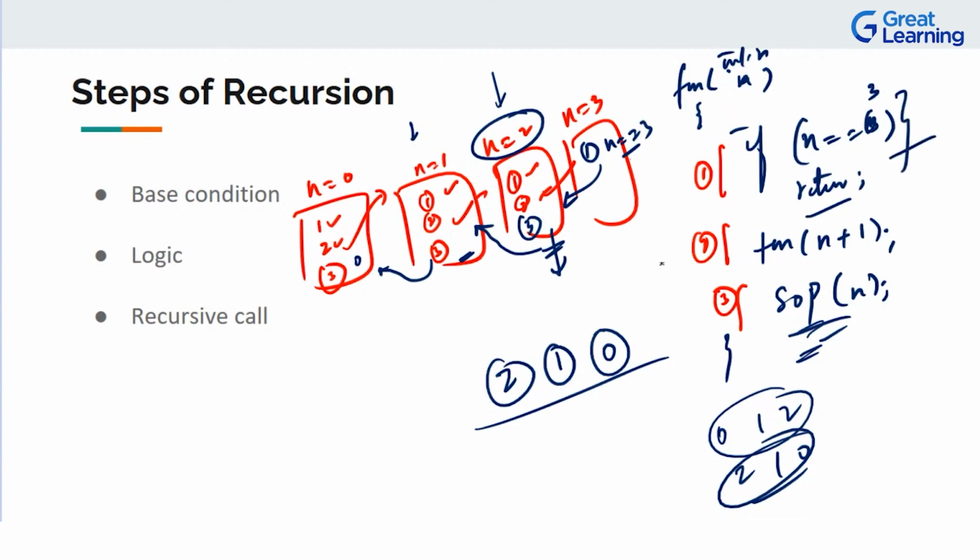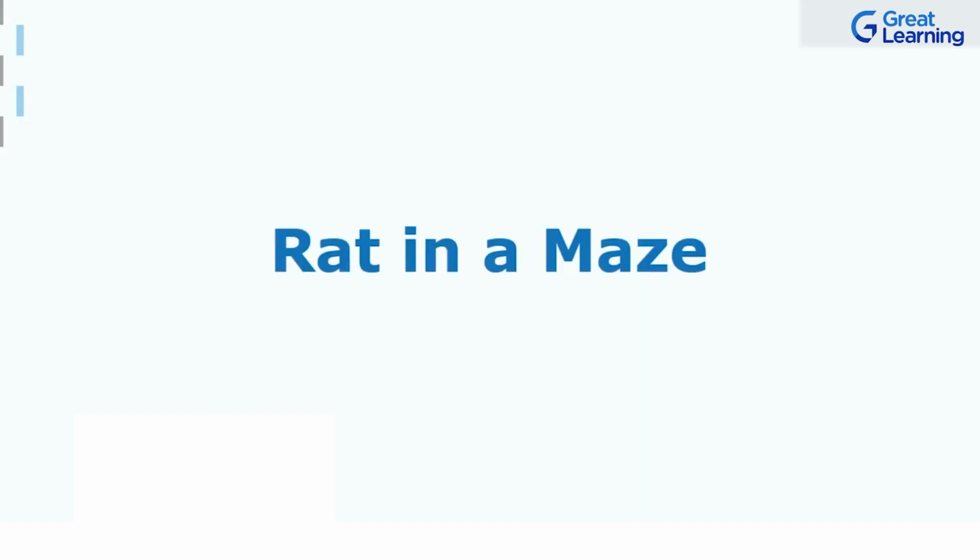Okay, you are able to understand this base condition that is there. This is your base condition, right? This is your logic. Obviously this is a simple example, so logic is over here, so that you are printing out statements, and then you have your recursive call, which is this rat in a maze.